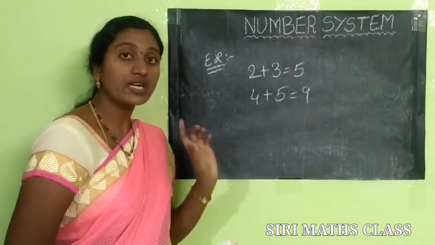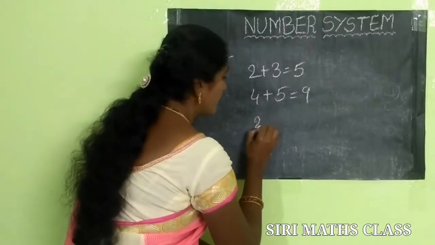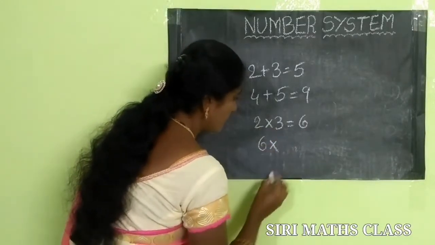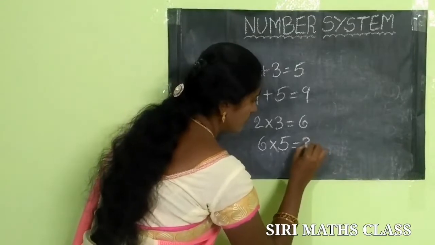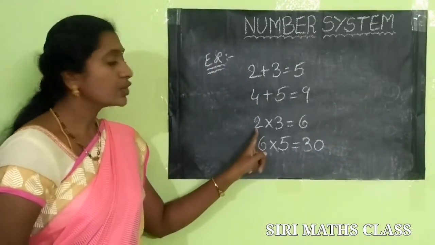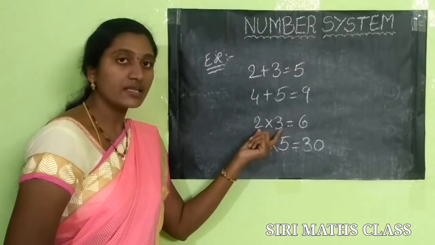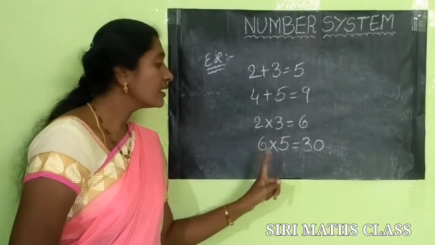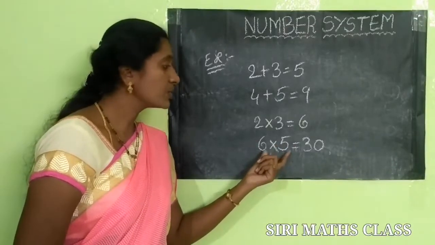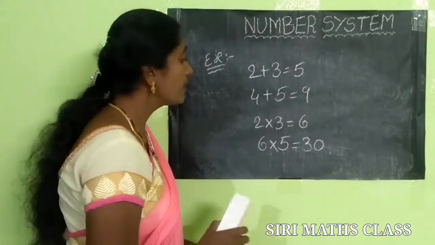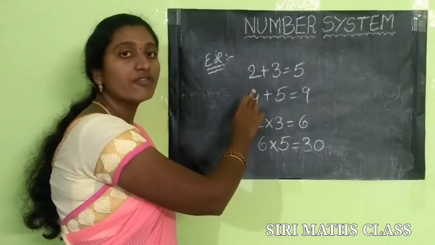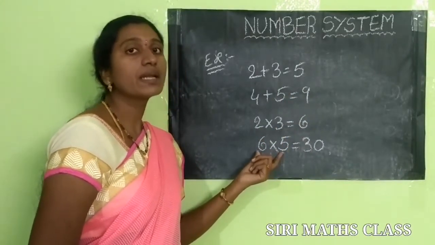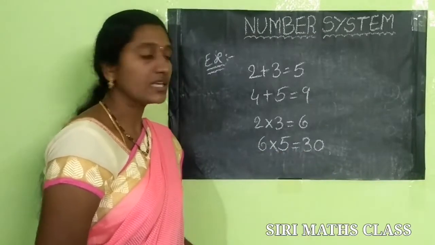Here we can check the product of one even number and one odd number. 2 into 3, how much? 6. Take one more example: 6 into 5. 6 5s are 30. See here, 2 is an even number, 3 is an odd number. Multiplying these two values, we get the answer 6, an even number. Here also, 6 is an even number and 5 is an odd number. Multiplying these two numbers, we get 30 only. What we can observe here: the sum of one even number and one odd number gives an odd number only. The product of an even number and an odd number gives an even number.